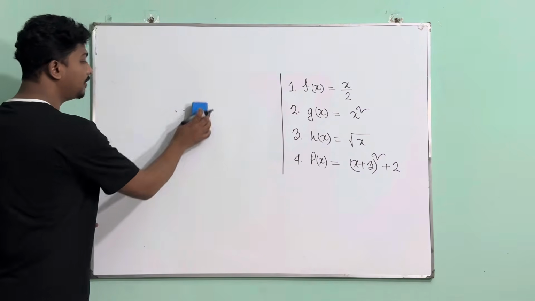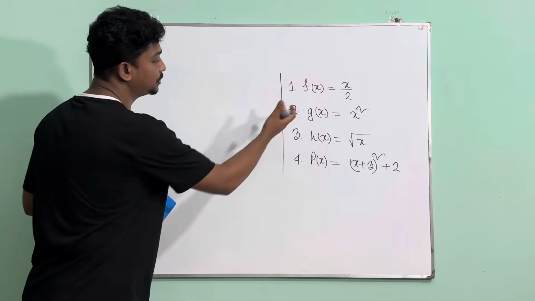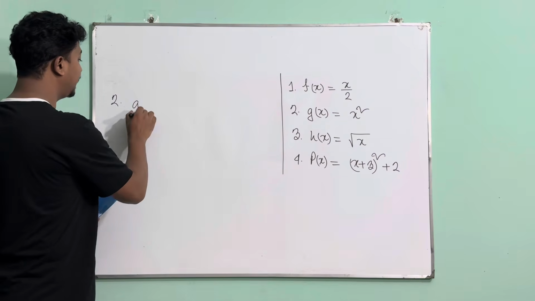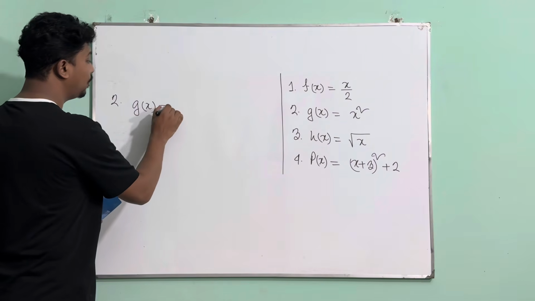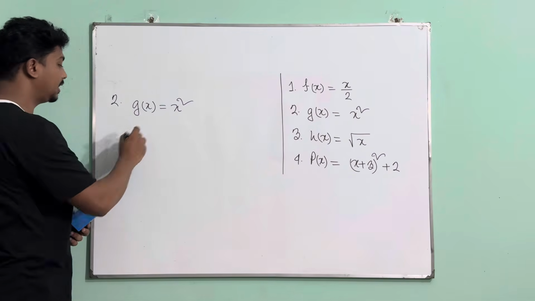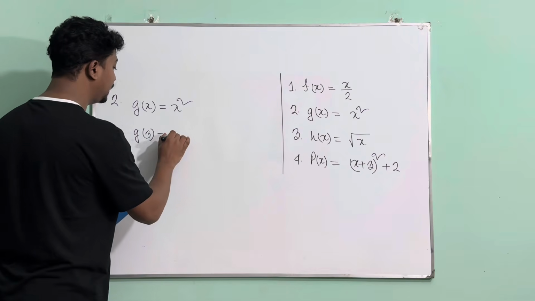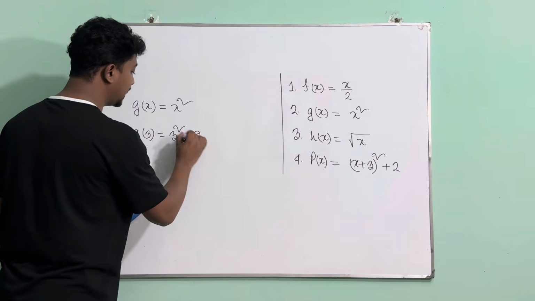So the second function, we are simply denoting this function as g. So g of x, what it is doing is, whatever I put in there, it squares that number. Let's say I am putting g of 3. So this function will square 3 and give me an output of 9.